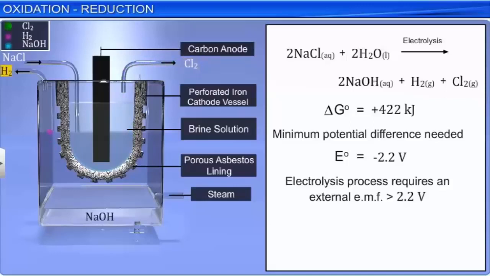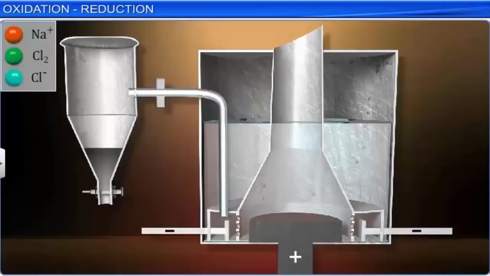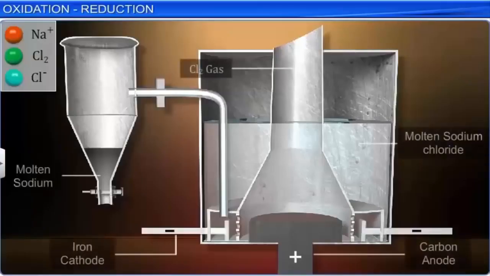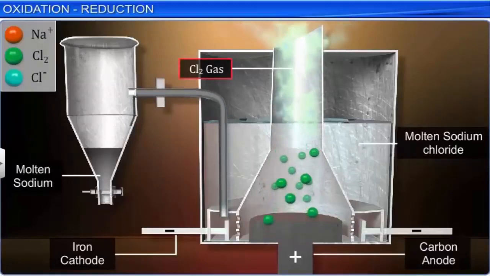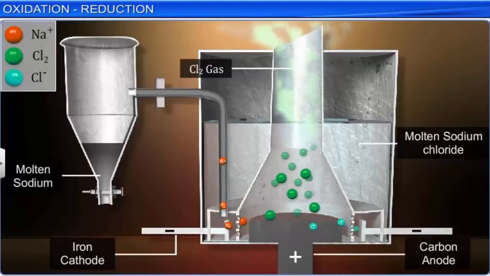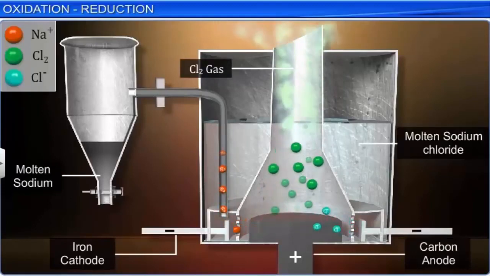Hydrogen and sodium hydroxide are the byproducts. The electrolysis of molten sodium chloride also produces chlorine gas at the anode, and sodium metal is deposited at the cathode.